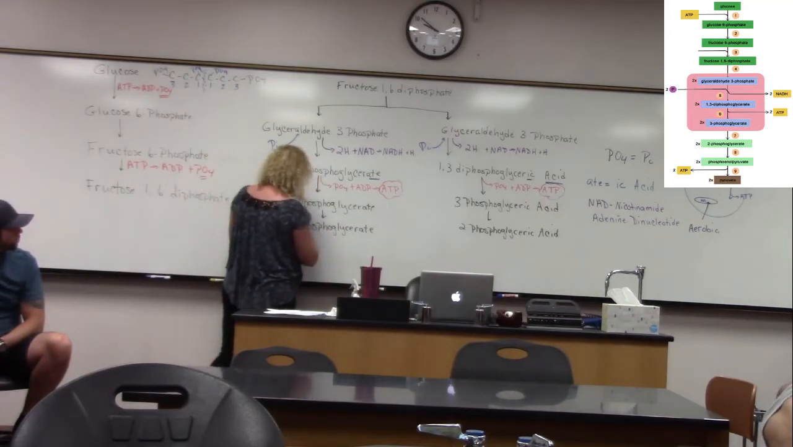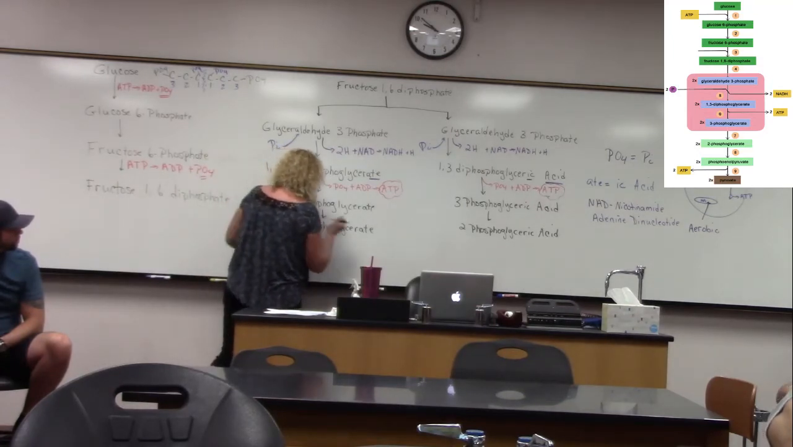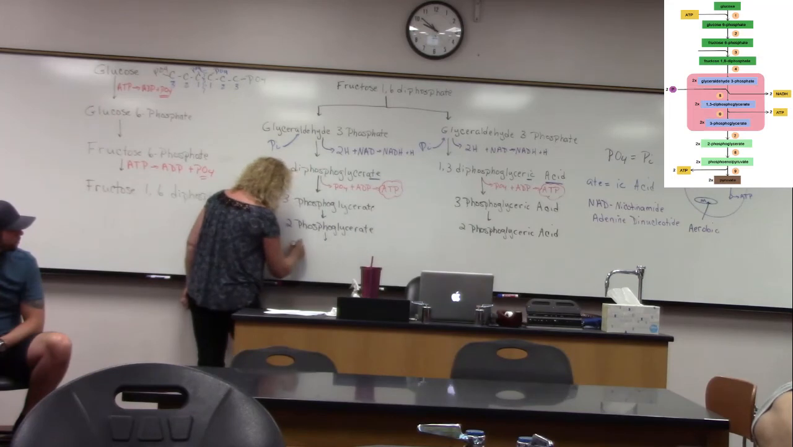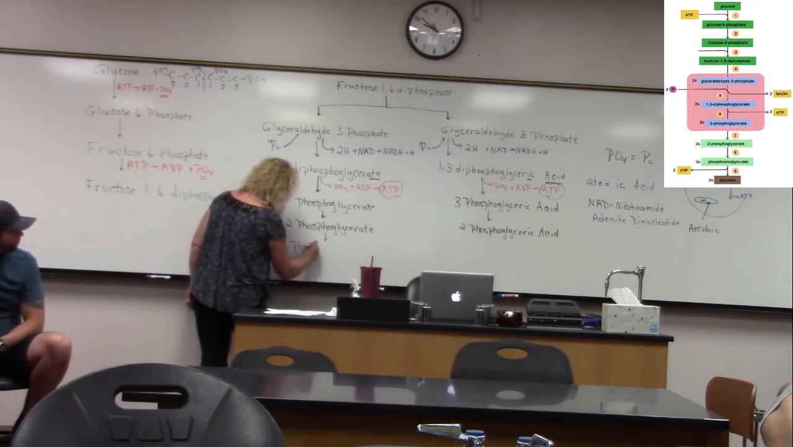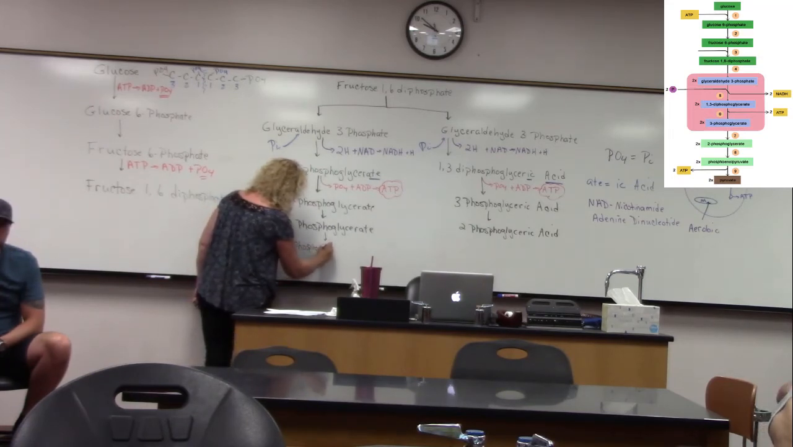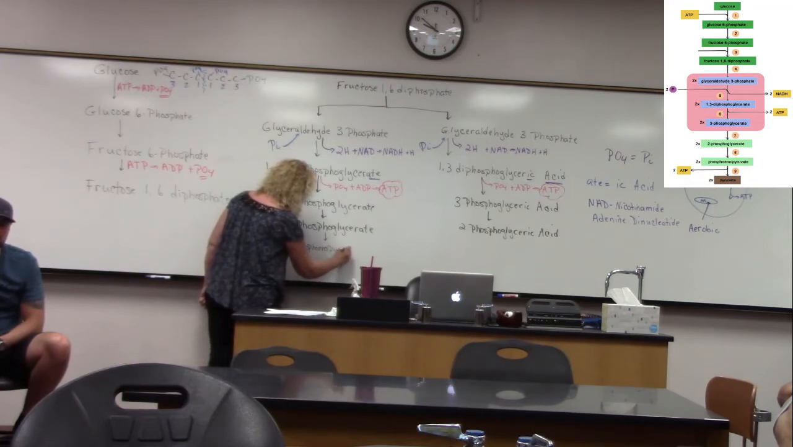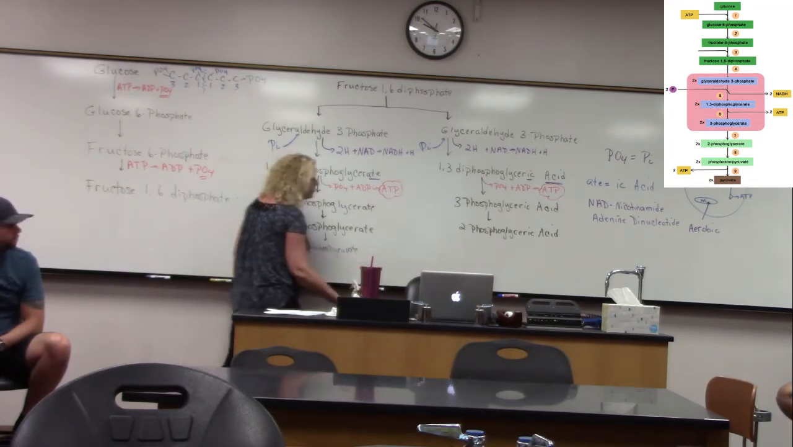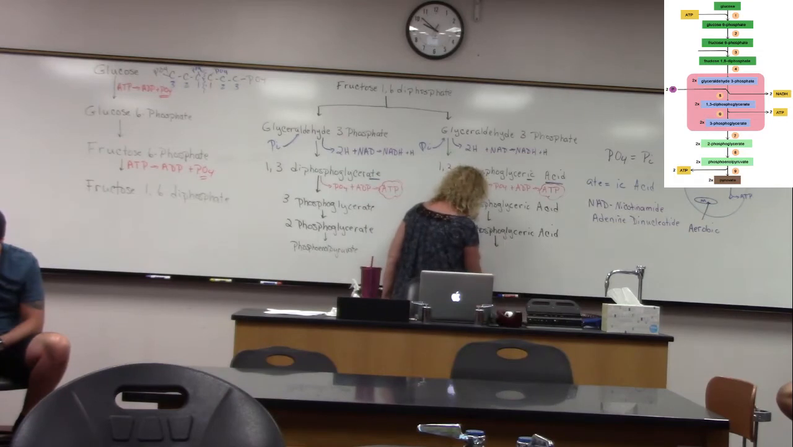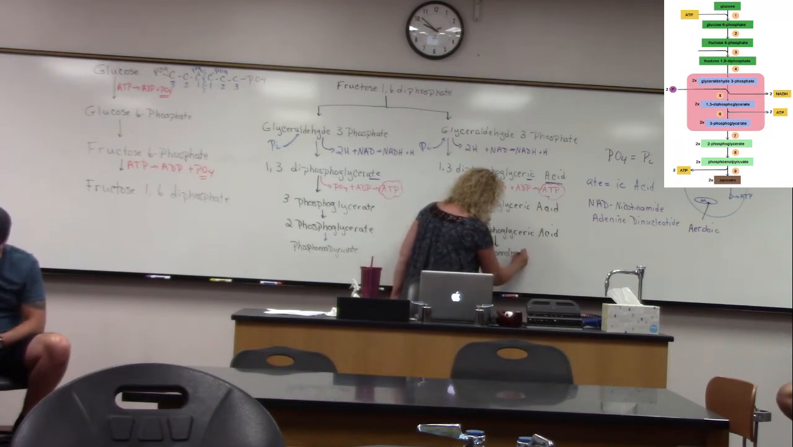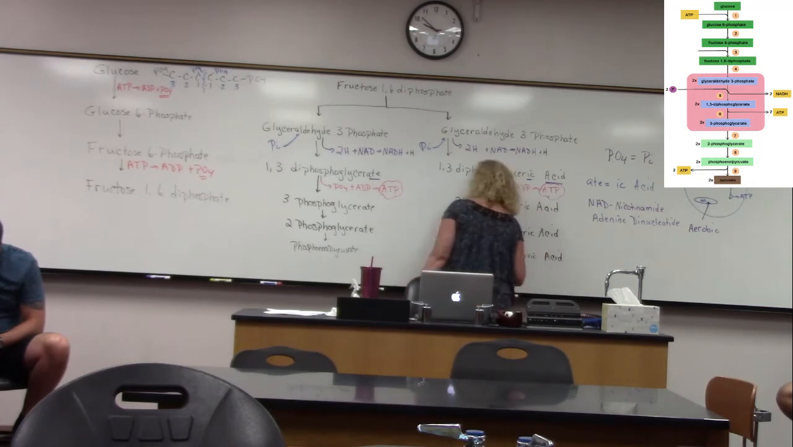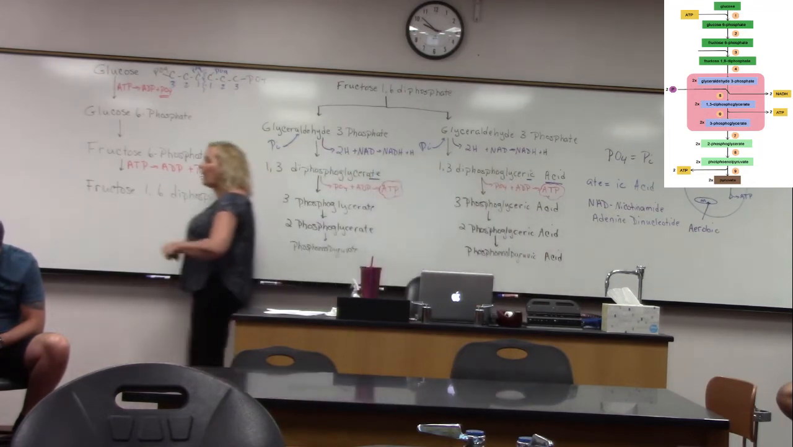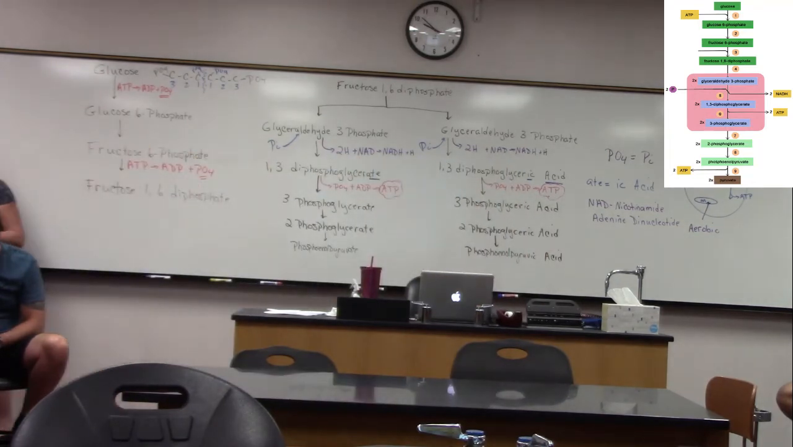Move the phosphate from carbon number 2 to carbon number 1. And we have phosphoenol pyruvate. This is all one word. Or we get phosphoenol pyruvic acid.